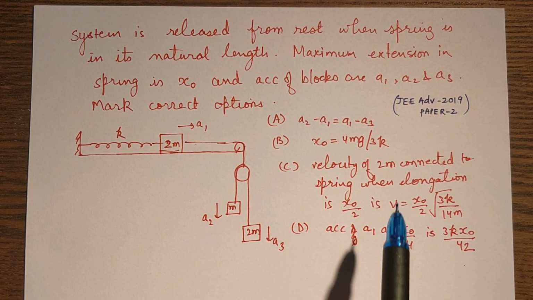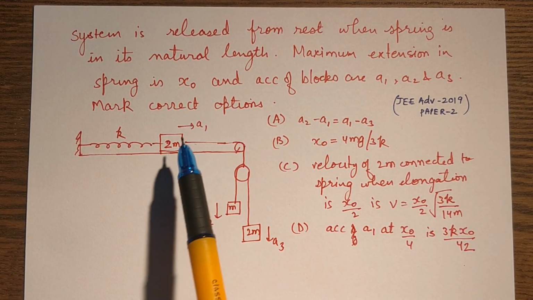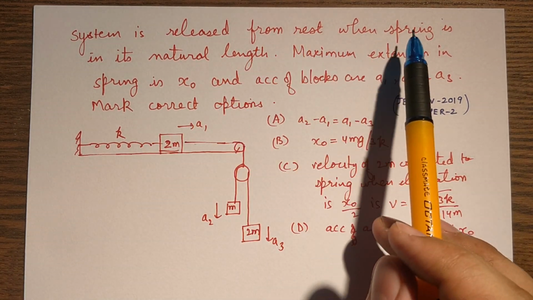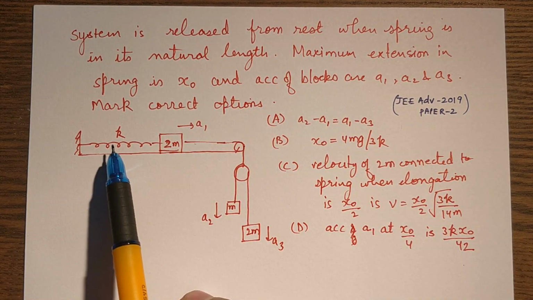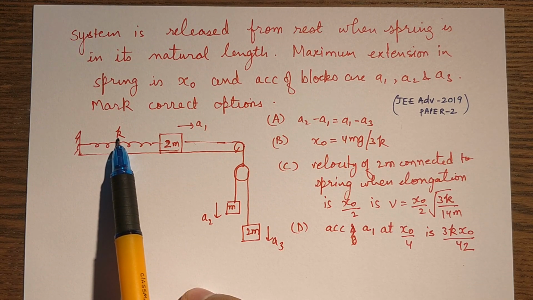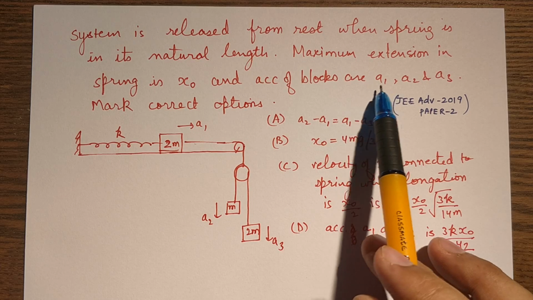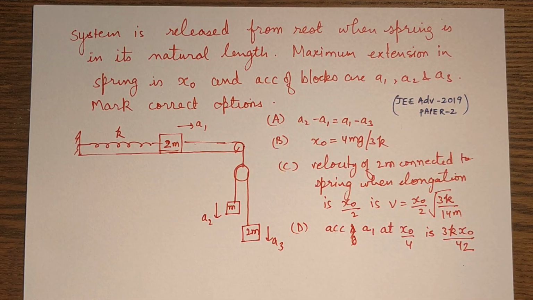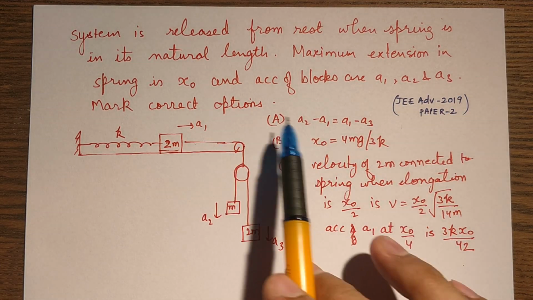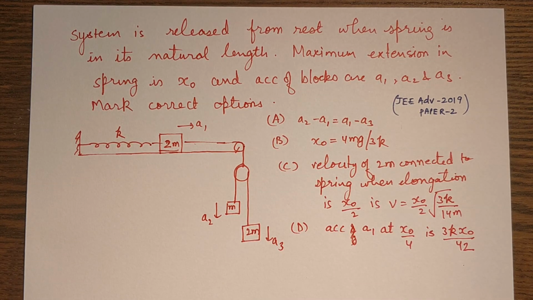Let's see another question from mechanics. Here we have the system which is released from rest. Spring initially is at natural length. Spring constant given is K. Maximum extension in the spring is given as x naught. And A1, A2, A3 are the accelerations of the given blocks. More than one option is correct, so we have to check all the options.